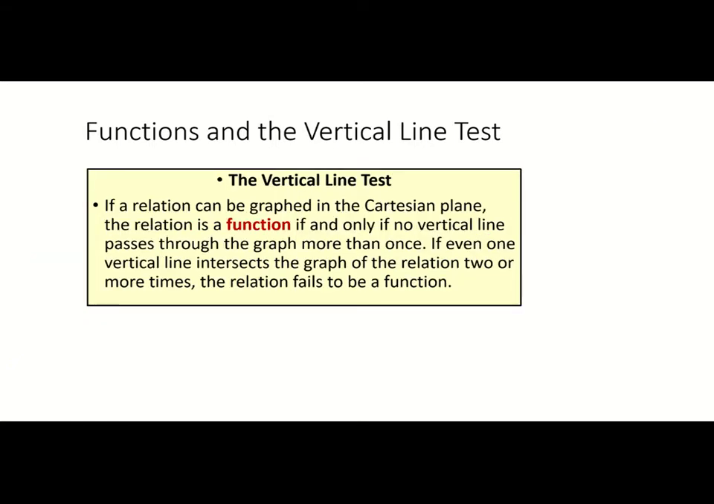Now, not all relations are going to be given to us as a set of ordered pairs. Sometimes they're going to be graphed, and they're going to ask you if that graph is a function. So in order for a relation to be a function, if it is graphed and you want to check it out, you are going to use the vertical line test, and you have to make sure that the vertical line passes through the graph no more than once. If even one vertical line intersects the graph at 2 or more times, then the relation fails to be a function, and we're going to demonstrate that in the next couple slides.